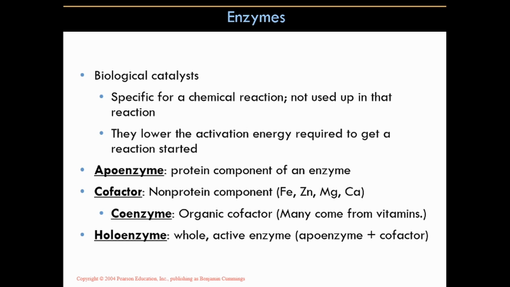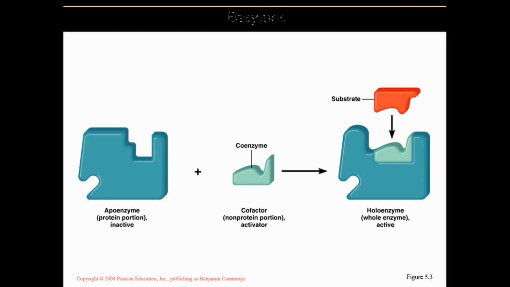And without the coenzyme, the enzyme cannot function. So the apoenzyme is non-functional without the cofactor. And like I said, they're all cofactors, but if it's an organic cofactor, we call it a coenzyme. So it's a kind of specific cofactor. And then the holoenzyme is a whole active enzyme. It's the apoenzyme and its cofactor together.